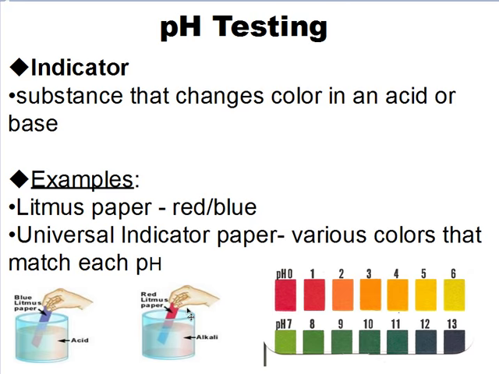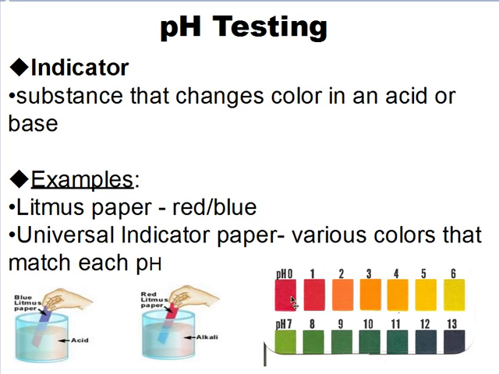More often, we will use something called universal indicator paper, which has various colors that match each pH specifically. I use these to test fish tank water. Basically, you take a strip, put it in the water, and it comes out a certain color. You then take that strip and match it to the color on this chart. If it's close enough to one of these colors, you then know the approximate pH of the solution.